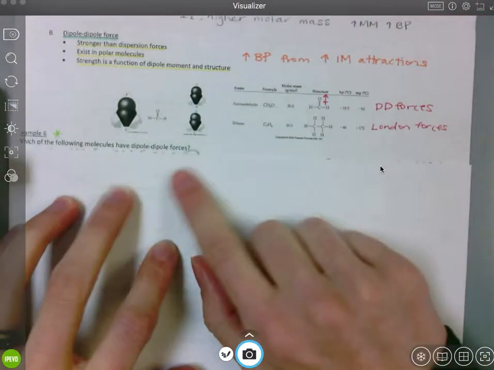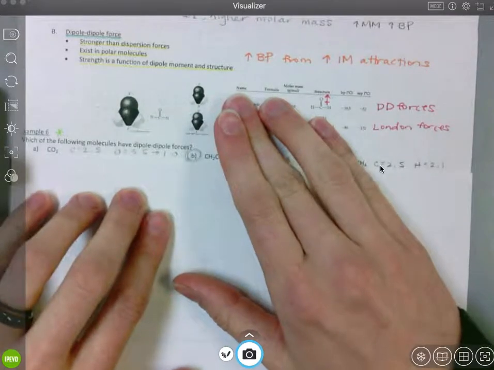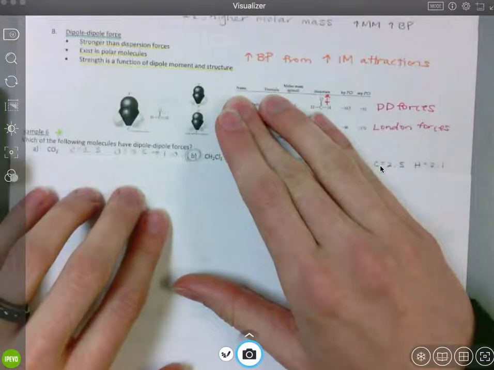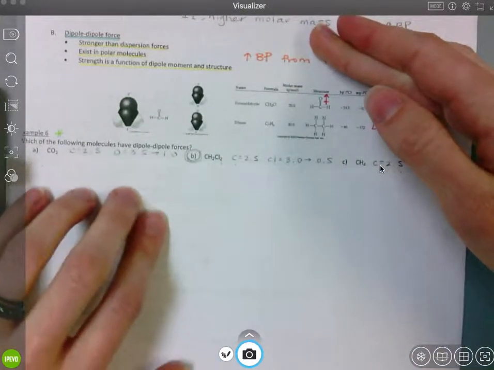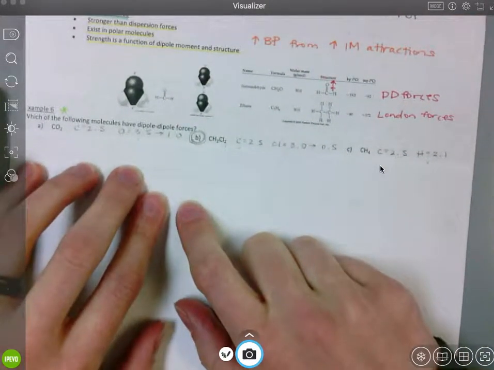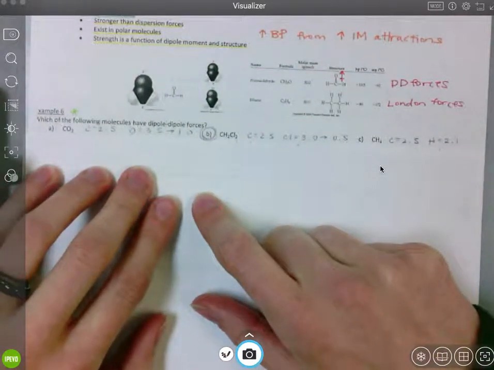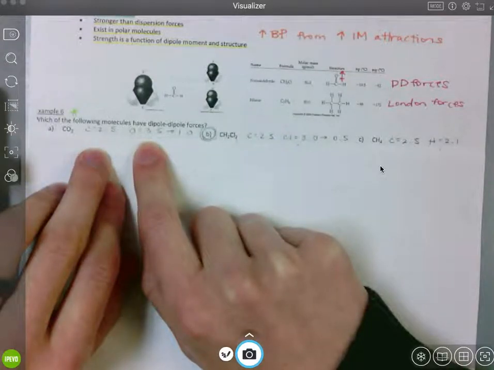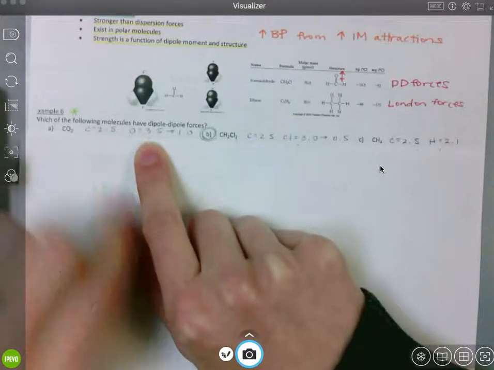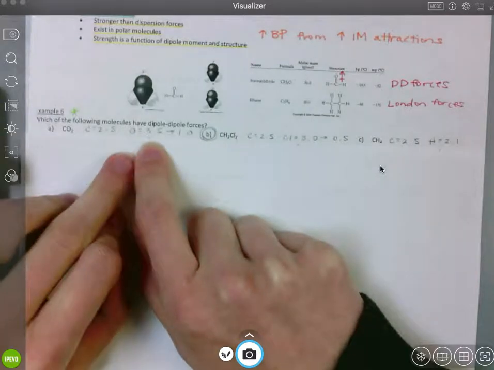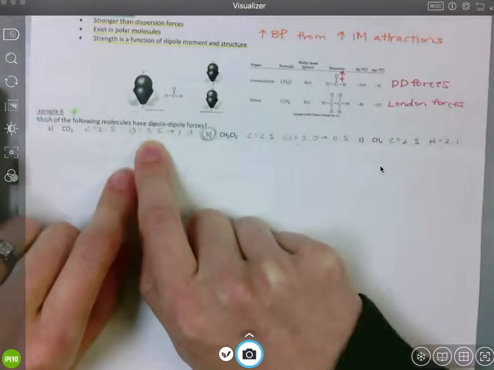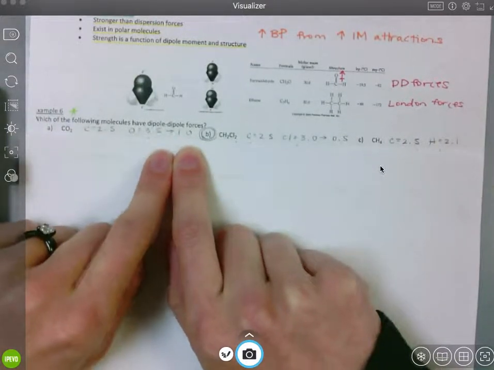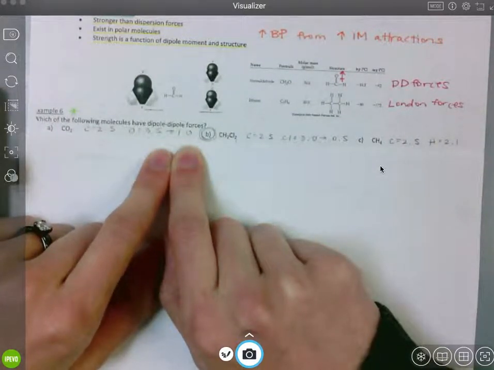Which of the following molecules have dipole-dipole forces? So let's look at letter A. So we need to do our electronegativity difference subtractions. So we are subtracting our smaller electronegativity value from our bigger one. So oxygen has a 3.5 electronegativity value. Carbon has 2.5. So if we subtract them, we get 1.0. That bond, that carbon-oxygen bond, is polar.